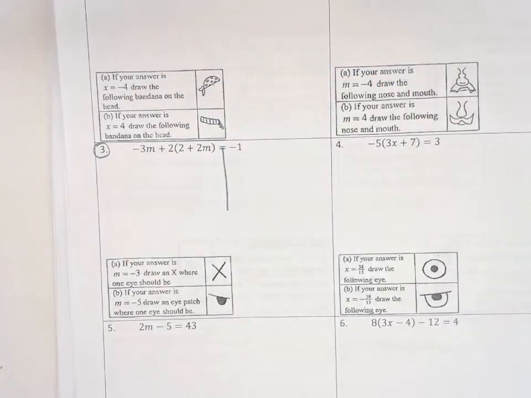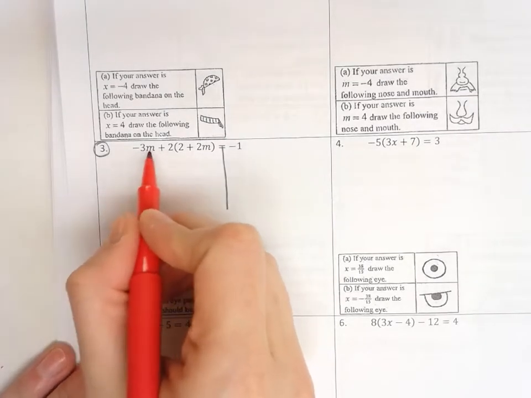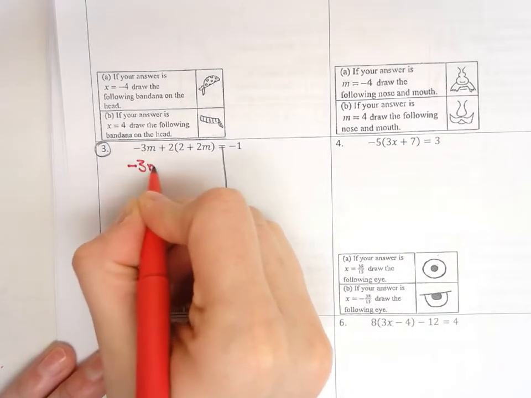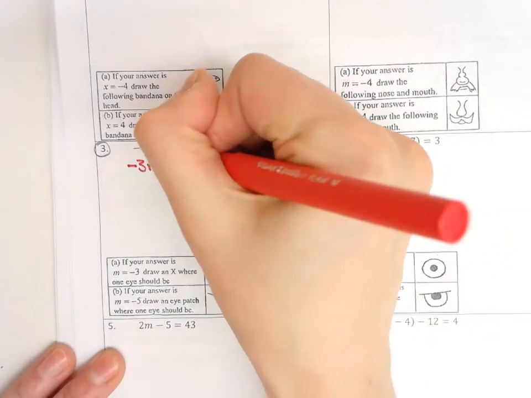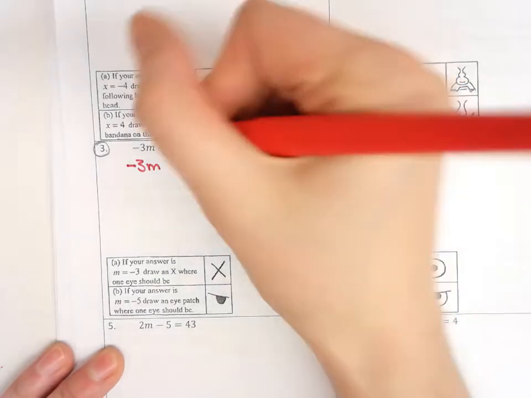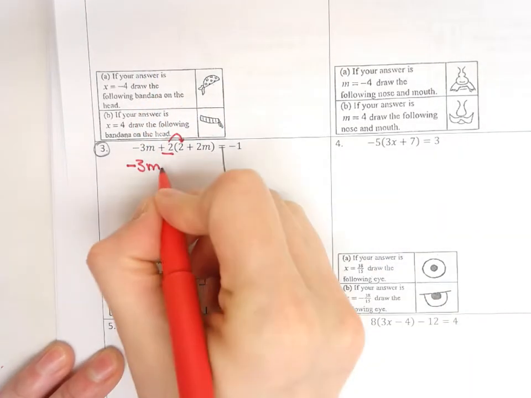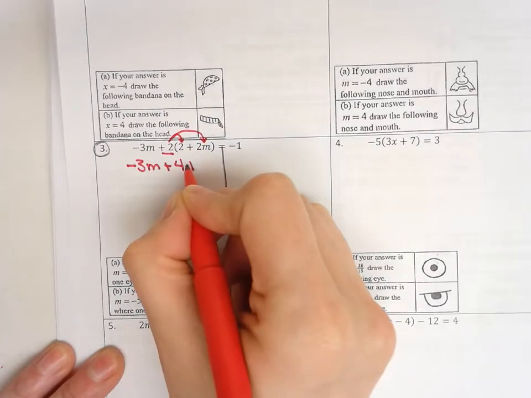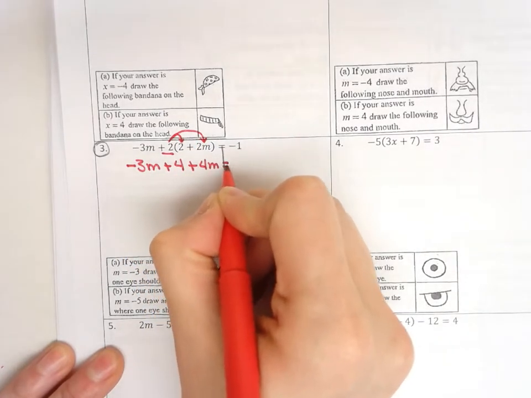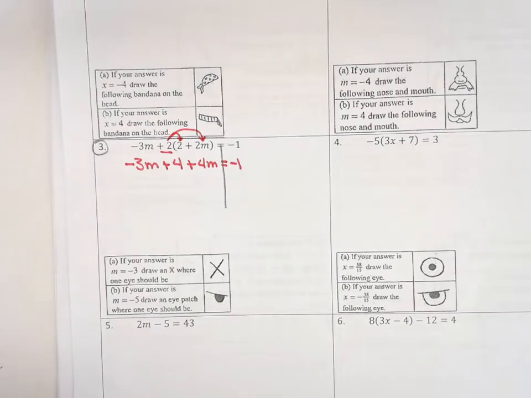Now anytime that you see parentheses in your problem, the first thing you need to do is distribute. Now the negative 3m is not touching the parentheses, so it just moves down, but the plus 2 is touching the parentheses, so that's what we are going to distribute or multiply to everything inside the parentheses. So 2 times 2 gives me a positive 4, then 2 times positive 2m is positive 4m, and this is equal to negative 1.